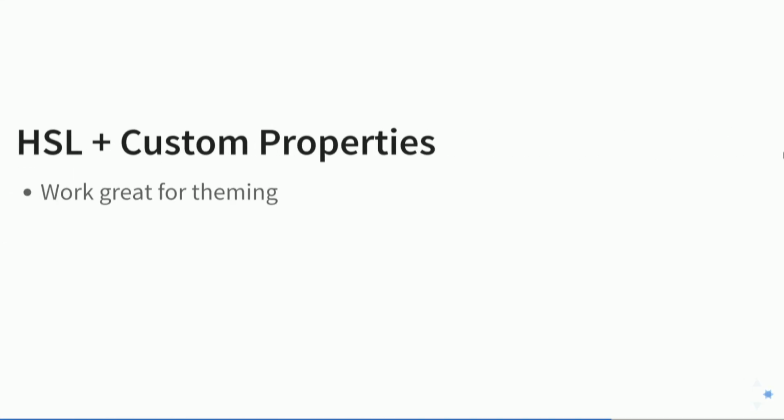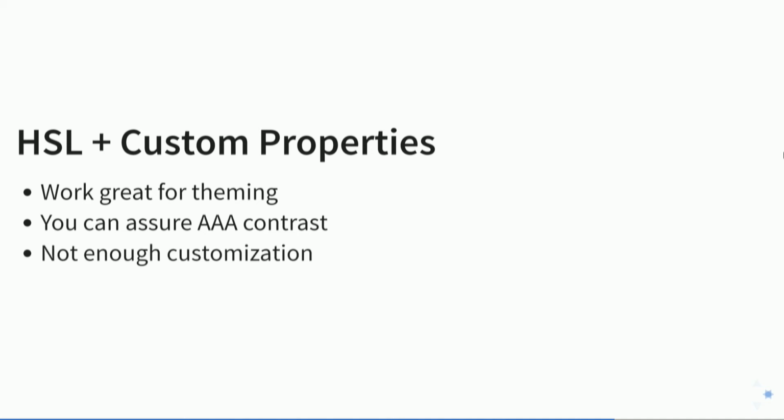So HSL plus custom properties was great for theming. You can ensure an AA contrast, because again, it's a controlled environment. It doesn't have enough customization, but again, it's a controlled environment. So you can only pick the hue. You cannot pick the lightness or the saturation, only the hue. And there's a bug present in Firefox that you might or might not encounter.